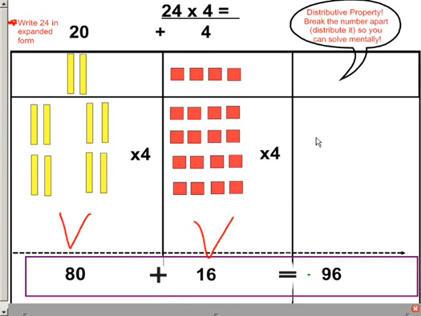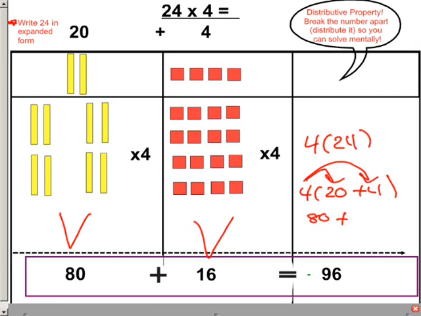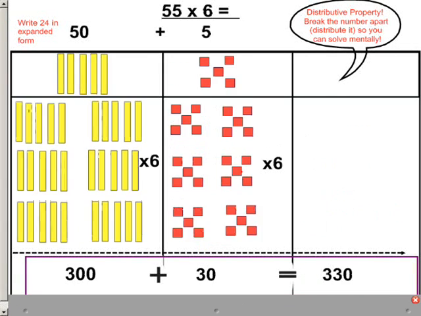Let's do that numerically. So again, if I want to do 4 times 24, another way to do that would be 4 times 20 plus 4. 4 times 20 is 80, plus 4 times the ones is 16. Because I pulled it apart, let's add it back together and get 96. Let's try one more of those. Again, you can just watch.